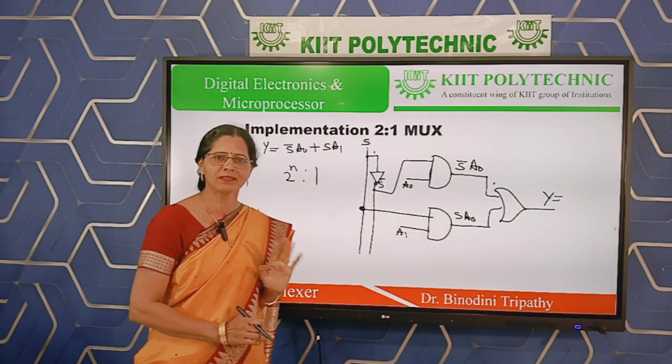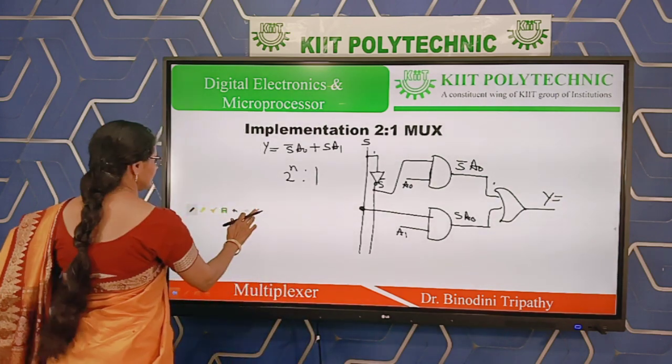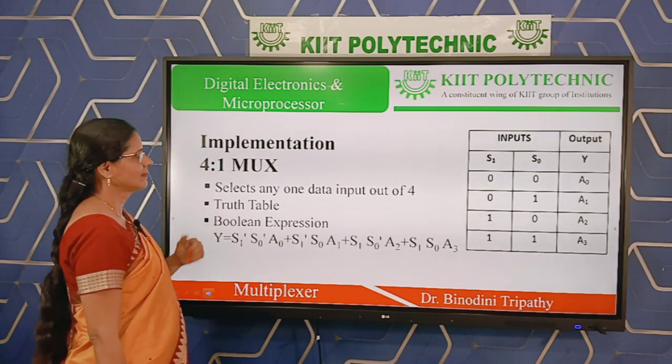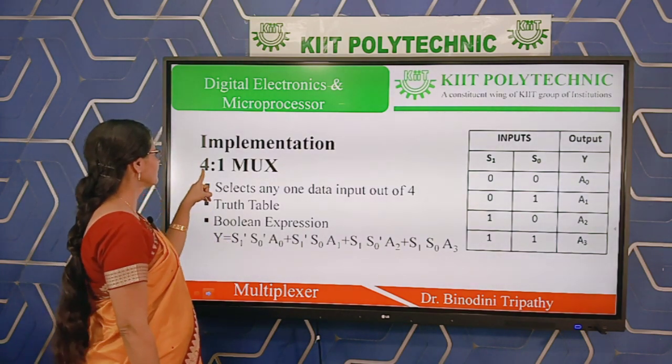Same process you can apply here. Then your circuit is over. Above all, take another example. So you try to practice at home, same process.